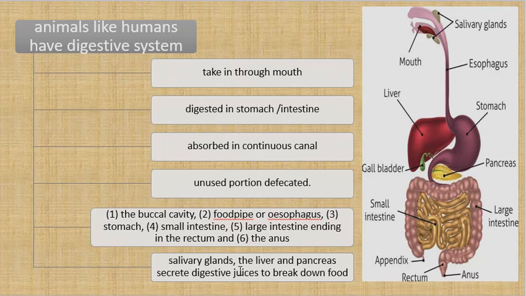The liver and the pancreas help digestion. The stomach also secretes certain juices. So this is the buccal cavity, this is the food pipe, and then you have the stomach, the small intestine and large intestine as a part of the long alimentary canal that we have, and then we have the rectum and the anus. Food is taken through the mouth or buccal cavity, digested in the stomach and absorbed in the continuous canal, and the unused portion is defecated. This is the way most animals have their digestive system.